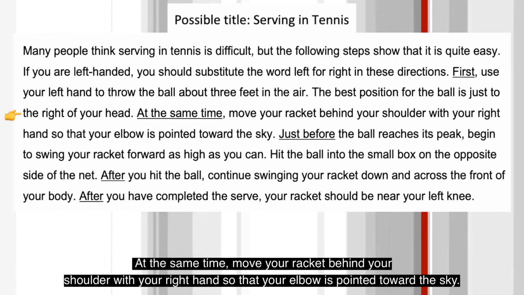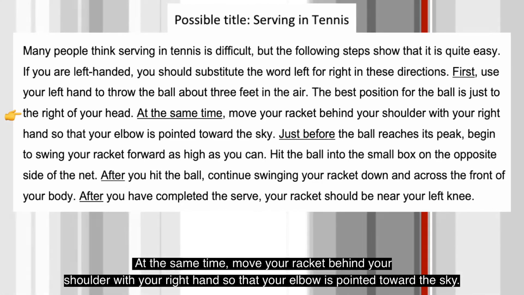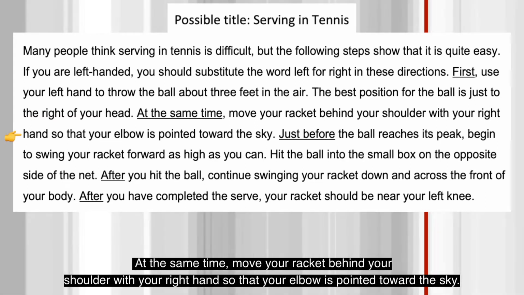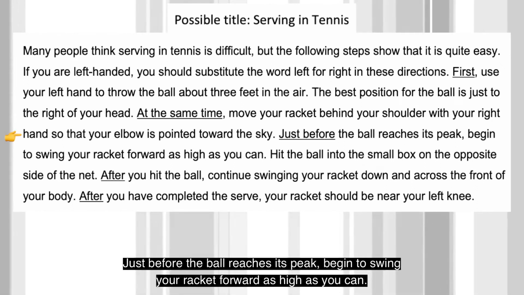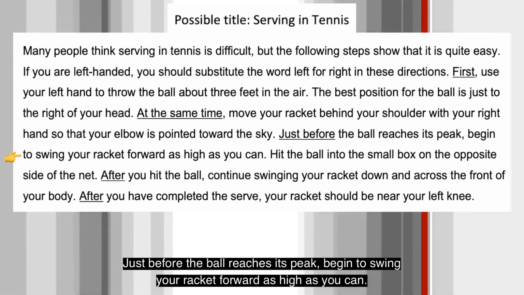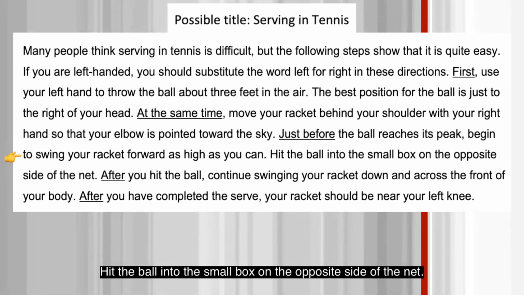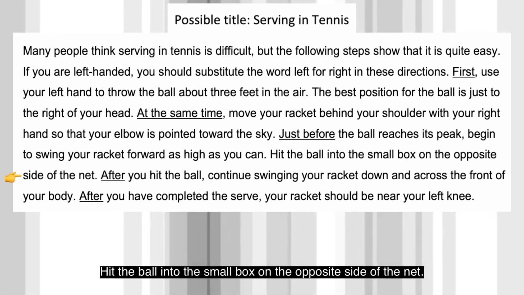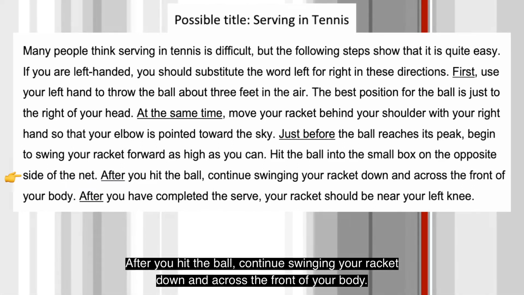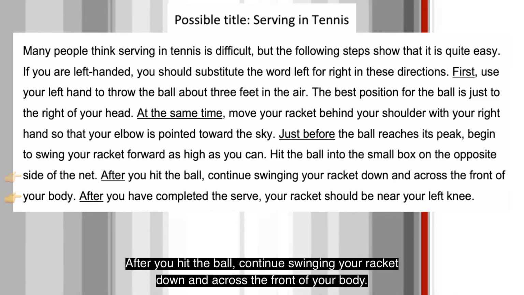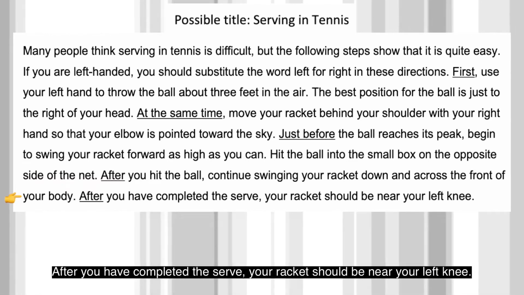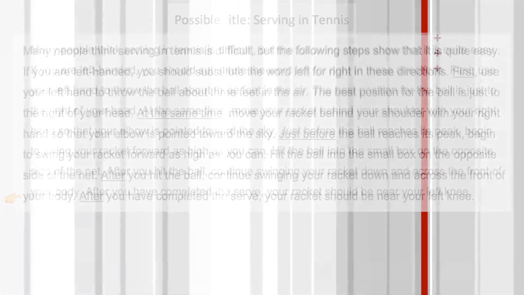At the same time, move your racket behind your shoulder with your right hand so that your elbow is pointed toward the sky. Just before the ball reaches its peak, begin to swing your racket forward as high as you can. Hit the ball into the small box on the opposite side of the net. After you hit the ball, continue swinging your racket down and across the front of your body. After you have completed the serve, your racket should be near your left knee.